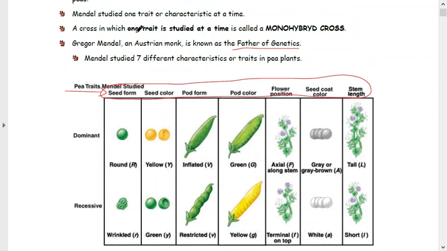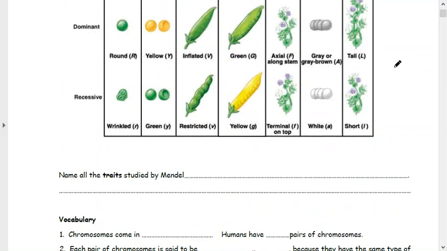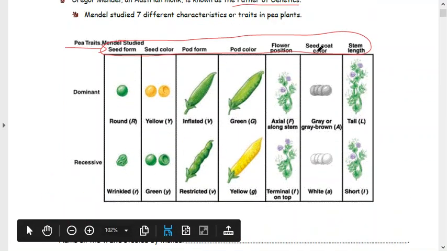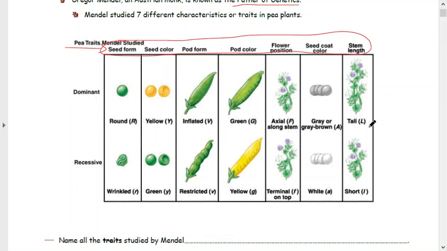We are going to be looking at one trait at a time, at least for the start of the unit, so for this video. Those are called monohybrid crosses. Mono just meaning one trait, and a cross just means to breed two plants or individuals together. All right. So here, where it says name the traits, you can just go ahead and list the traits on the top of this chart.